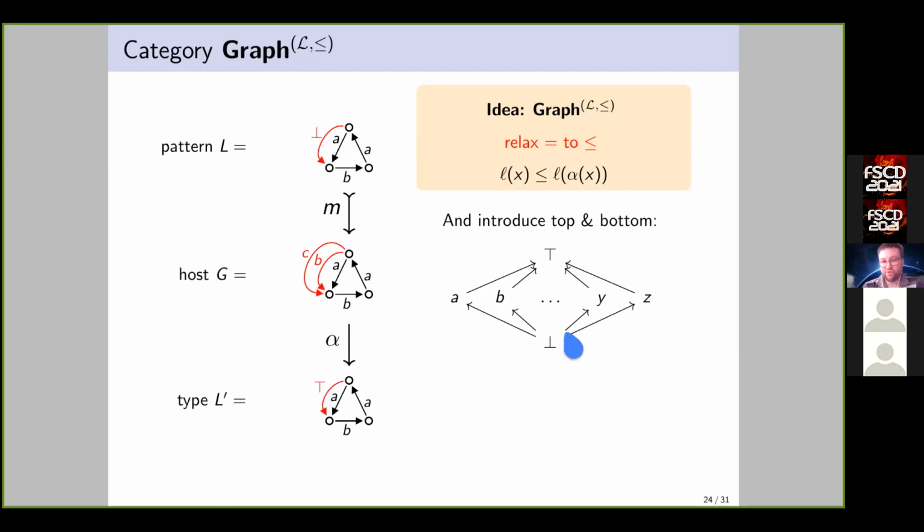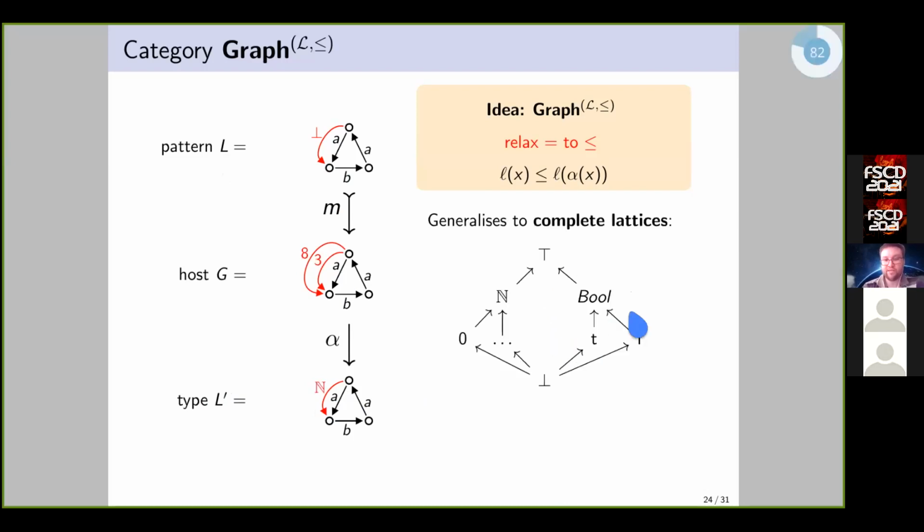Now we don't need to use only this flat lattice. We can use an arbitrary complete lattice. So we can, for instance, have a lattice that has natural numbers and Booleans. We say that all the natural numbers are smaller or equal than n. And then if in our type graph L prime we specify that we have n here, then we can only map natural numbers or n onto this edge. So we could not match Boolean true or false onto this edge.